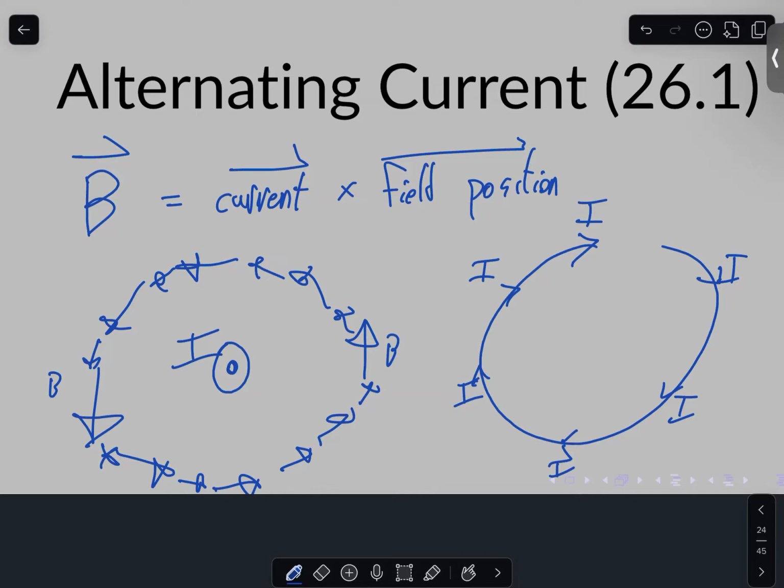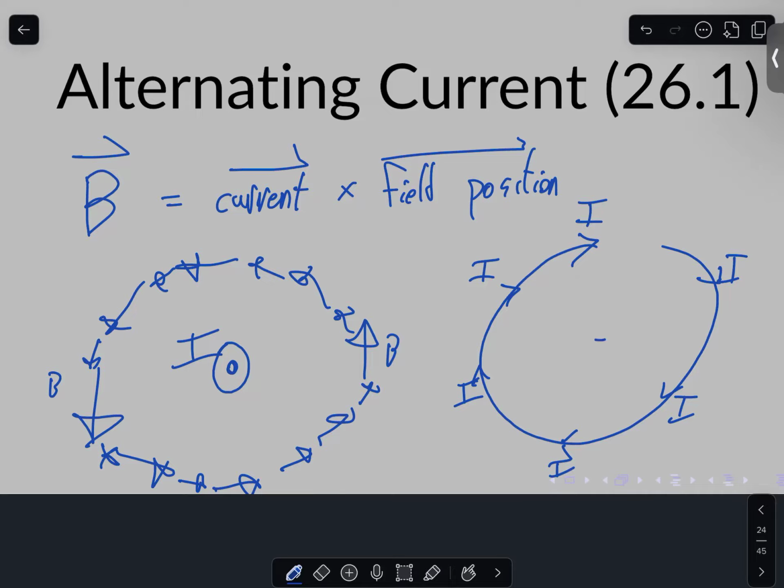Wait, hold on a second. The current points in lots of different directions. Here it points down left, here it points left, here it points up left, here it points up right. Pick any point and find the direction of the field due to that point. They will all add up. I will tell you that all the field ends up being in the middle of a circle of current. So outside, there is no field out here. Let's find the direction of field at the middle point.